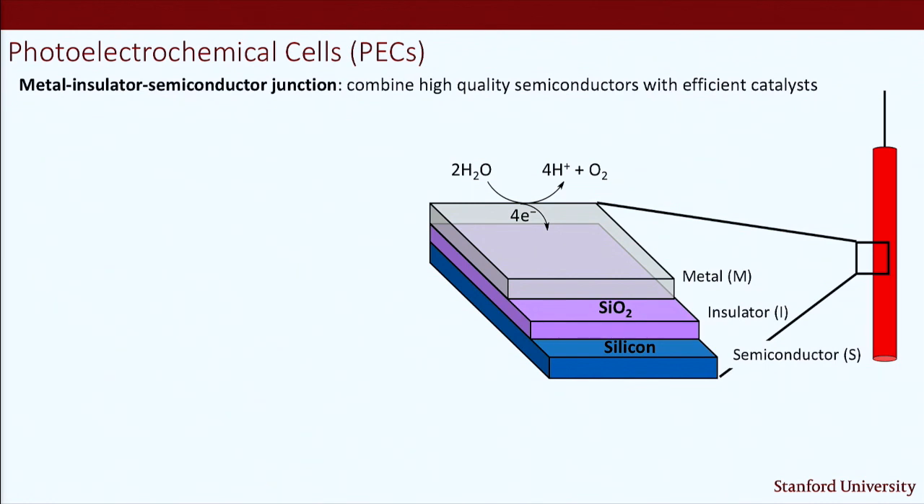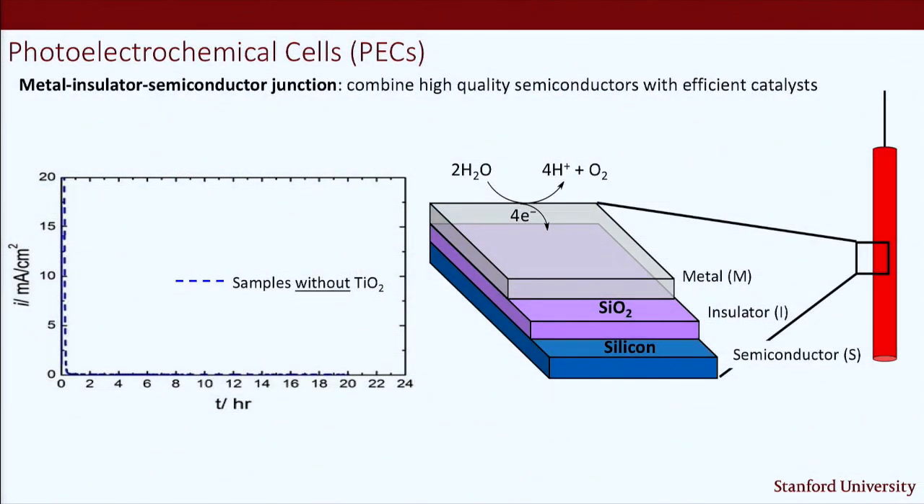We have SiO2 as our insulator. It's very thin, just 1 or 2 nanometers. And then finally, we have the metal contact on top. Typically, you think of the metal as serving as the catalyst for water oxidation, to make that process as easy and efficient as possible.